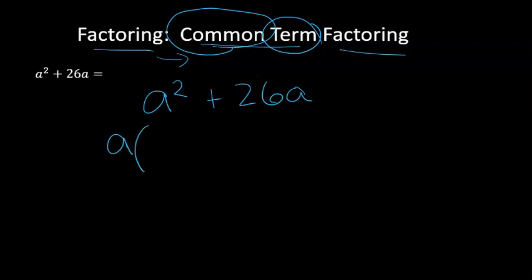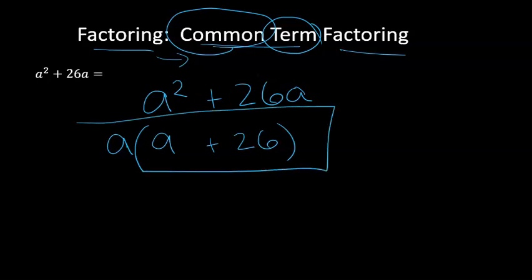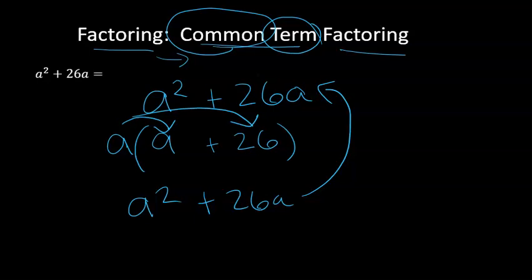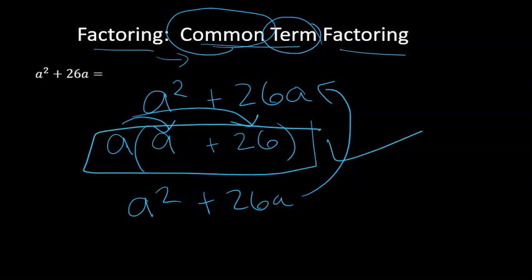So I pulled an A out. So how many do I have? I have 1 A left here, and then I have a 26 here. This is actually the final answer. It looks a little bit weird, but this is the final answer because I just factored it out. So if I were to put it back in, if I were to multiply my A against this and multiply my A against this, I would have A squared plus 26A, which is the exact same thing we originally started with. That's how you check your work to make sure it's right. But this is the final answer.